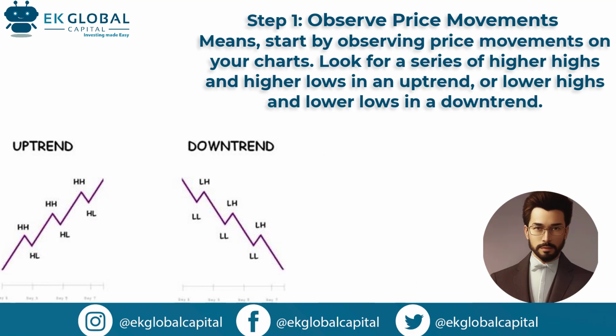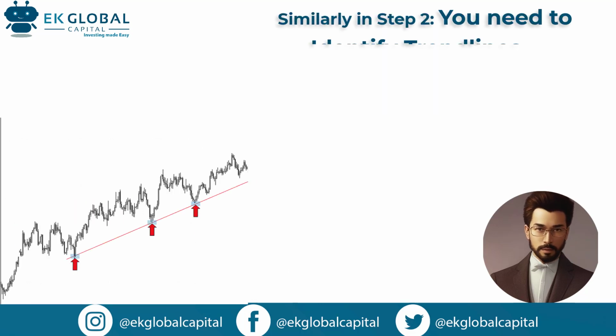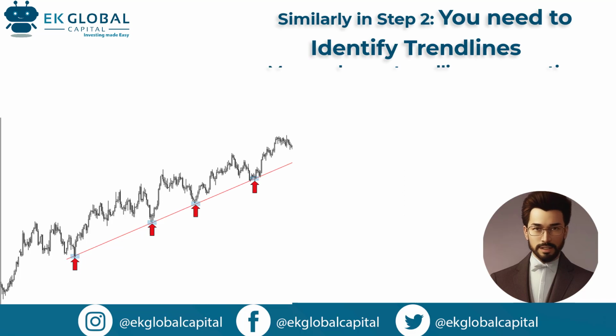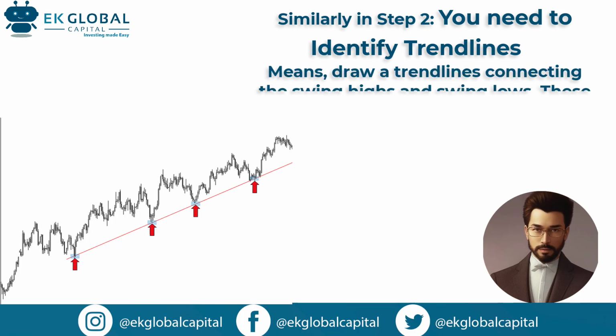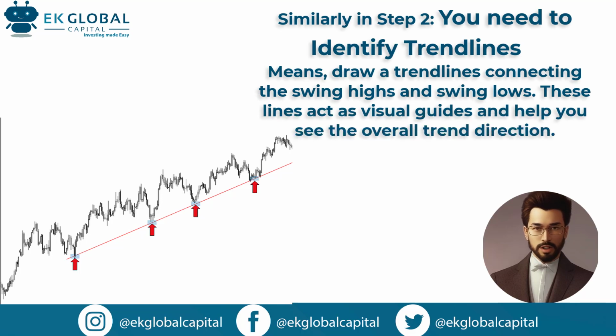Similarly, in step 2, you need to identify trend lines. Draw trend lines connecting the swing highs and swing lows. These lines act as visual guides and help you see the overall trend direction.